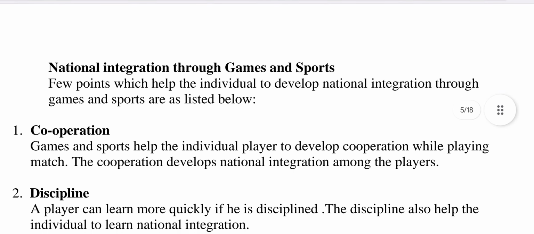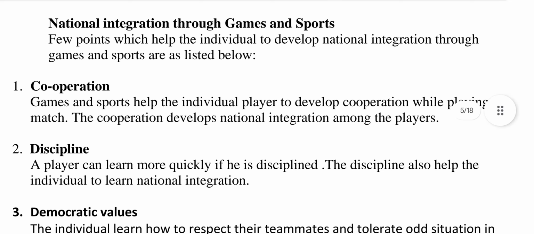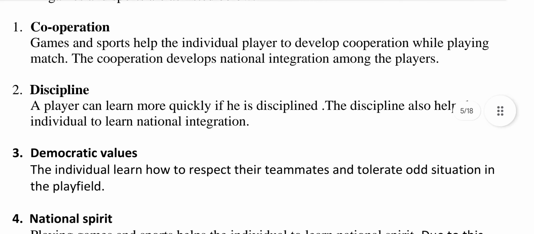National integrations through games and sports. Few points which help the individual to develop national integration through games and sports are as listed below. Number 1, cooperation. Games and sports help the individual player to develop cooperation while playing a match. The cooperation develops national integration among the players.